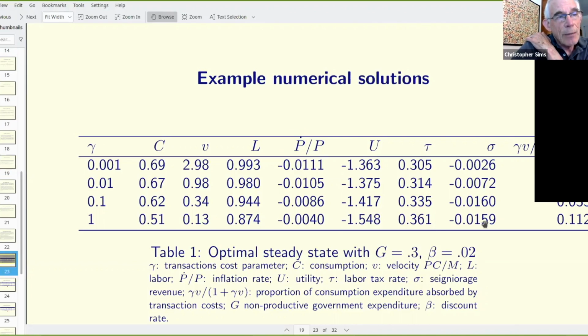Sigma is the revenue raised from seigniorage, and it's negative. That's because it turns out to be optimal to go part way toward the Friedman Rule, and it's worthwhile to tax a little more than you have to just to finance government's consumption in order to minimize the extent to which you have to use sigma.